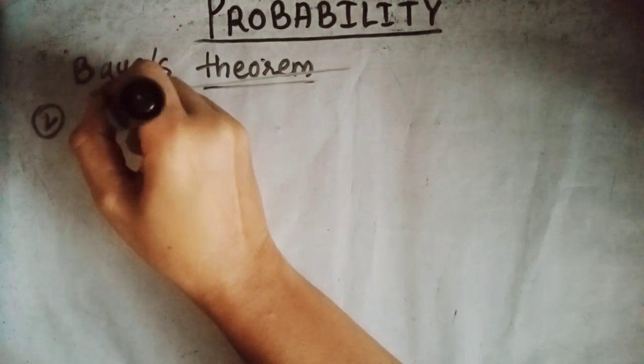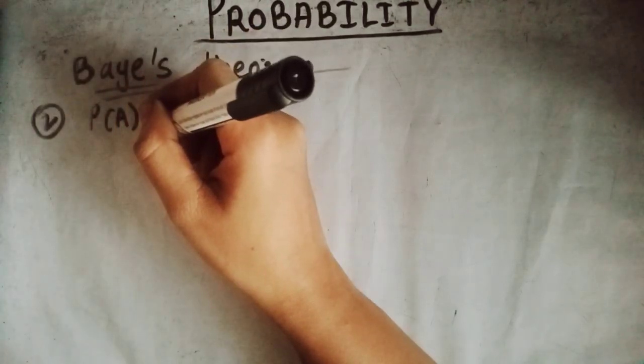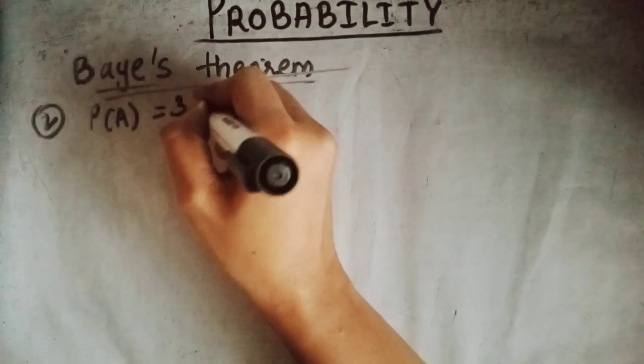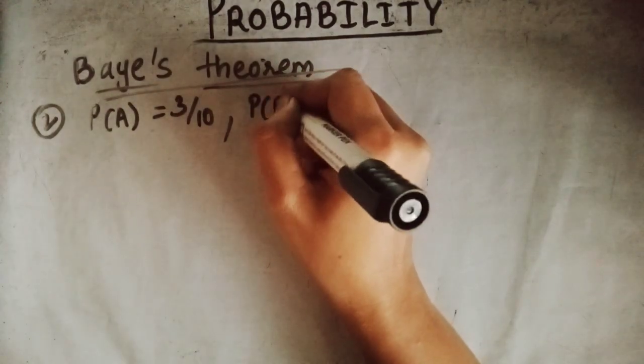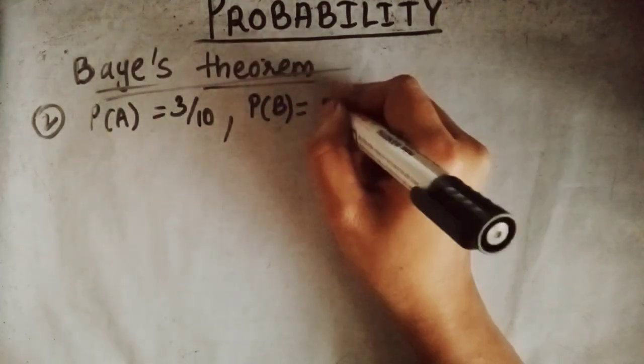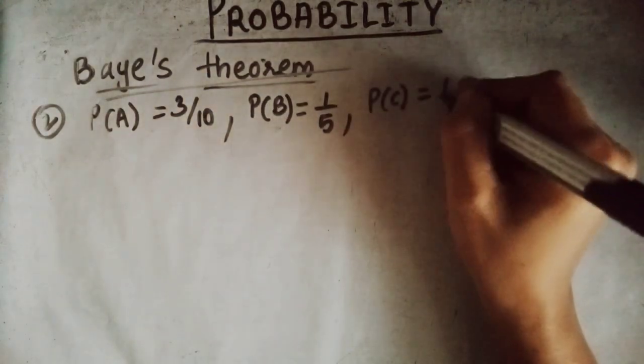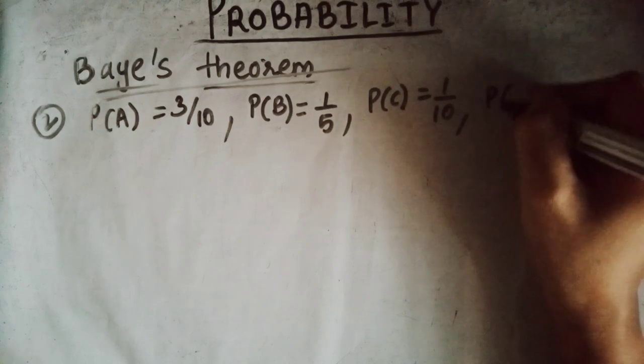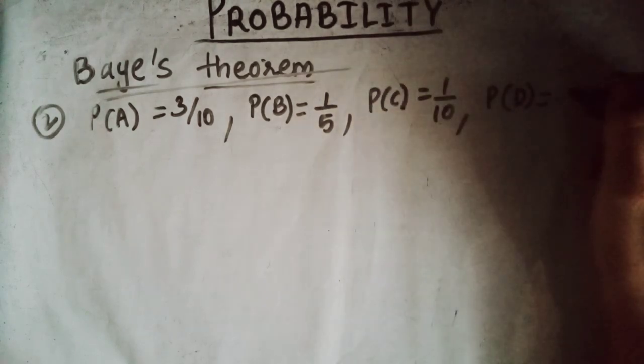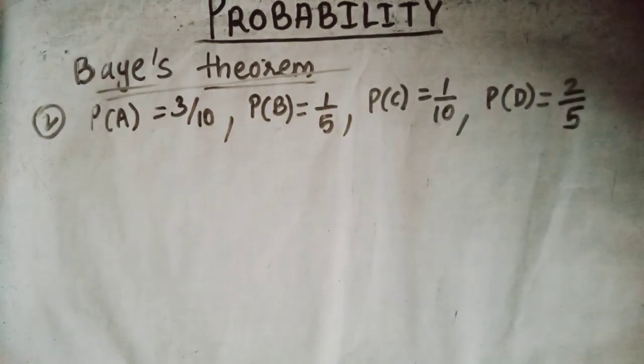P of A, that is by train, 3 by 10. P of B is 1 by 5. P of C, 1 by 10. P of D, 2 by 5. Now the probabilities that he will be late are 1 by 4, 1 by 3 and 1 by 12 if he comes by train, bus and scooter respectively.